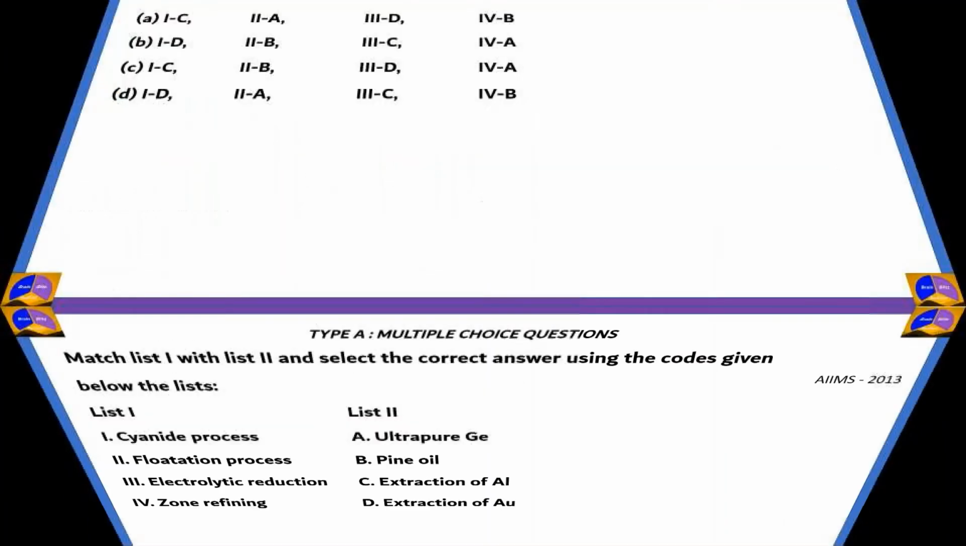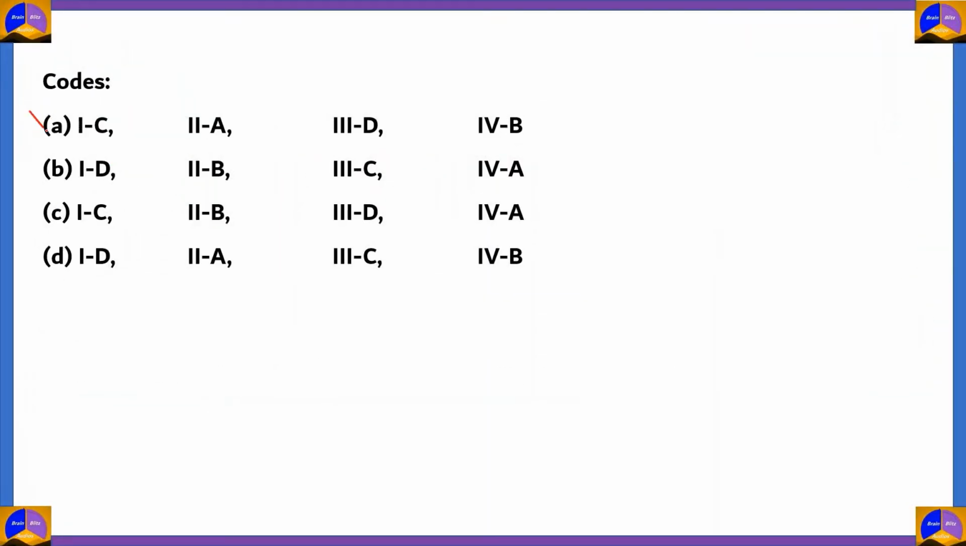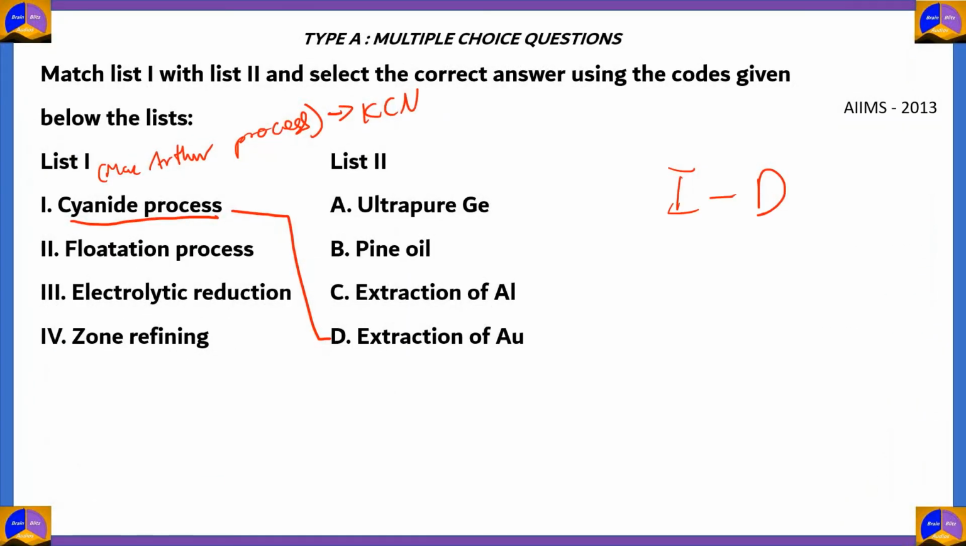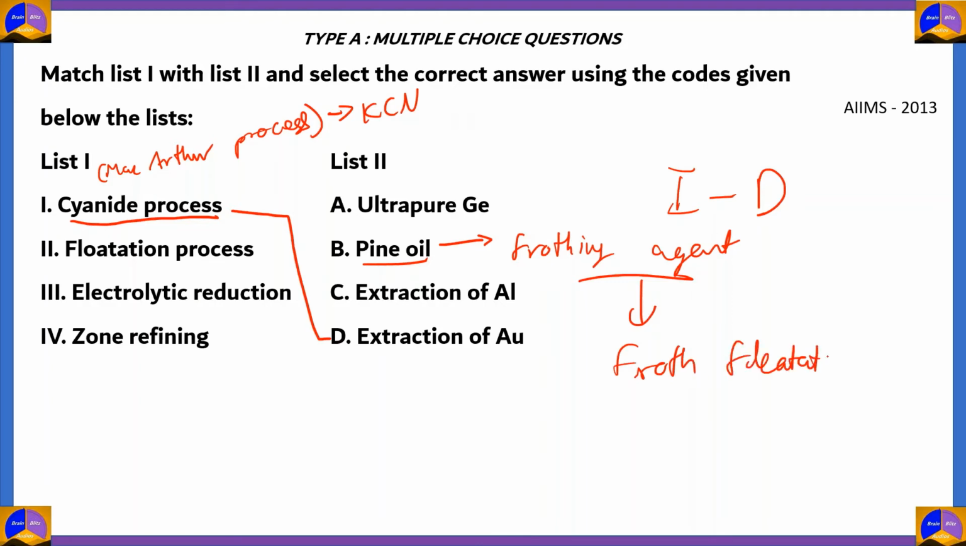So when 1 matches up with D, that makes options A and C incorrect because they contain 1 as C, while the correct answer is 1 matched with D. Now let's find out the next easiest way of doing things. You notice that pine oil was described as a frothing agent. And where do you find frothing agents? In the froth flotation process.